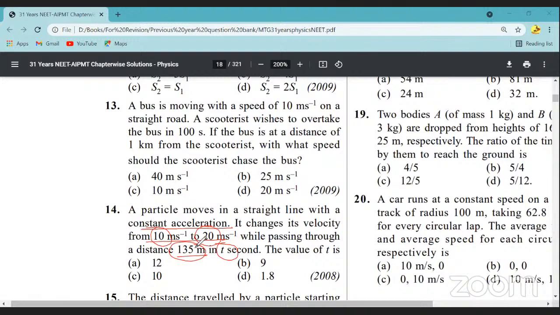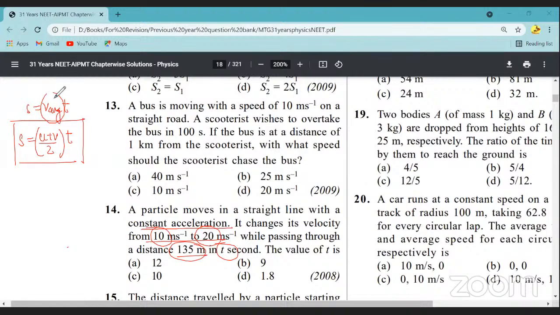You can use either S equal to ut plus half at square, or v square equal to u square plus 2as, but better you use this one: S equal to (u plus v) by 2 into t. This is another equation. So here we have used S, distance traveled, equal to average velocity into t. And the formula for average velocity is (u plus v) by 2.